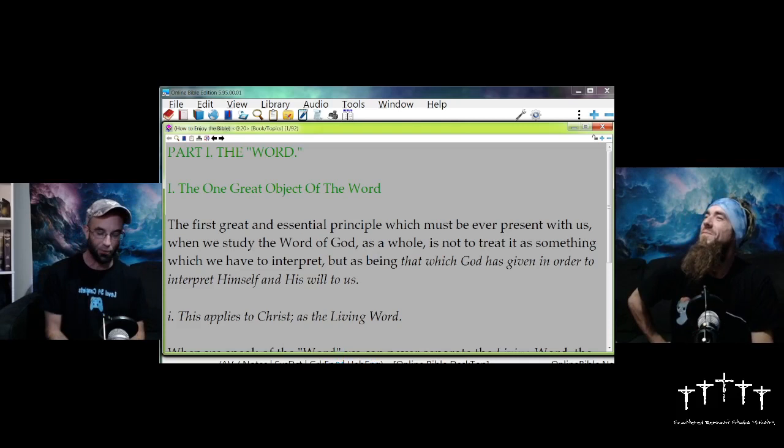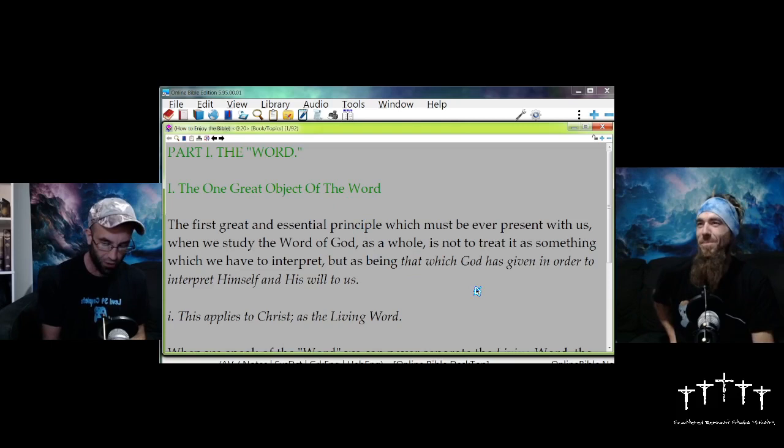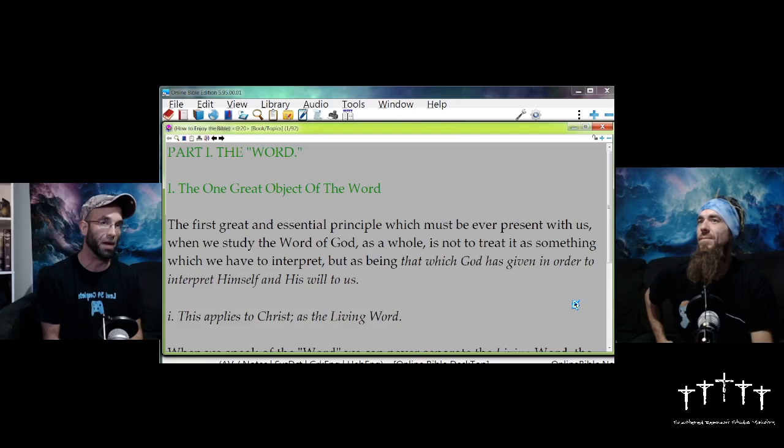Part one, the Word, the one great object of the Word, from E.W. Bullinger. So we're going to go ahead and start here. Now he's going to start getting into some meat of the book. There's going to be a whole lot of Word in here. Now in the online Bible one, I'm going to be reading out of the book. Jay's going to be running it right here. We also have a PDF on the iPad over here. They are all public domain files.